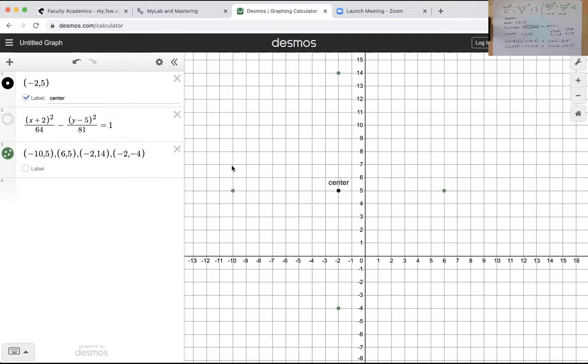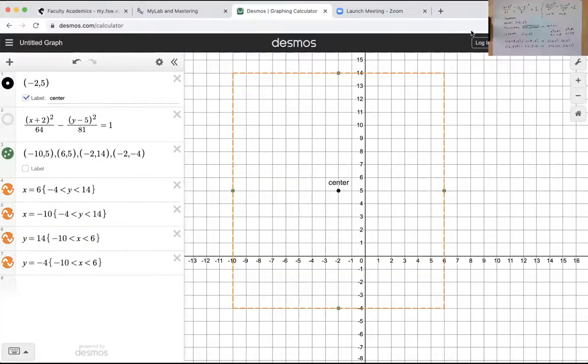So we've got our center at -2, 5, and then those are our 4 points. So now we want to go ahead and we want to draw a box. We want to draw a box around those 4 points, and the diagonals of that box will be the asymptotes for this. There's our box, and there's our center. So we have 2 asymptotes.